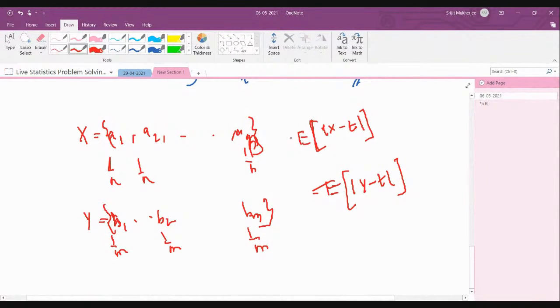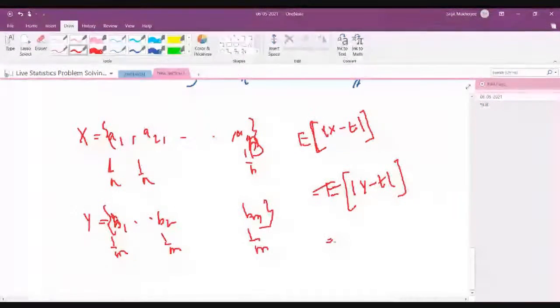Okay. So this is like the expectation of the loss function of x minus t is equal to the expectation of the loss function of y minus t, this is the idea for which t is minimum. So in this case, these two are equal actually. So does it mean that it turns out that x is actually identically distributed as y?